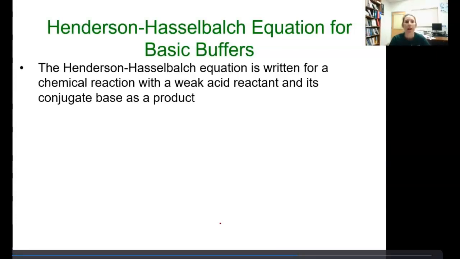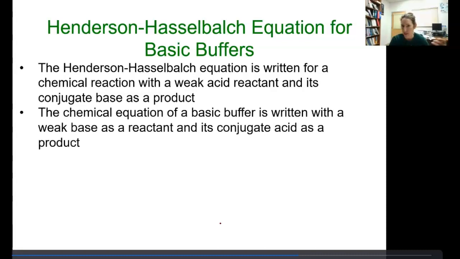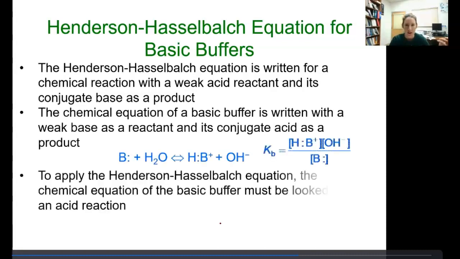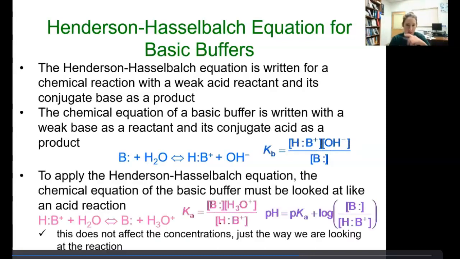Okay, so now Henderson-Hasselbalch is written for a weak acid and its conjugate base. It's written for acidic buffers, but you can still use it for basic buffers, right? I'm going to show you, you can just use it here like this. I'm going to show you an even better way to use this in just a second, a little mathematical trick. But you can use it for buffers.